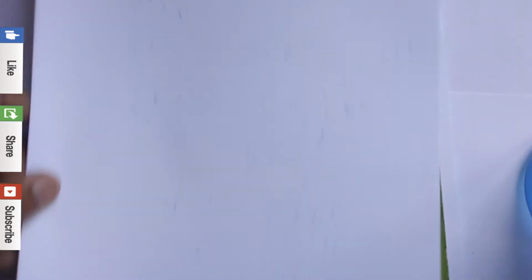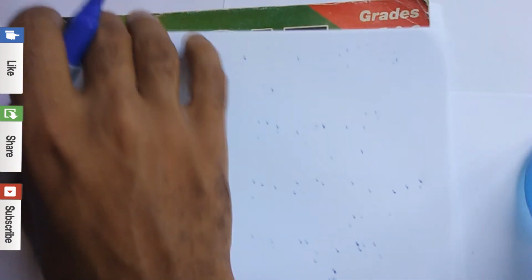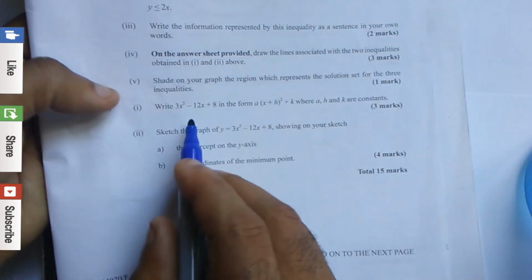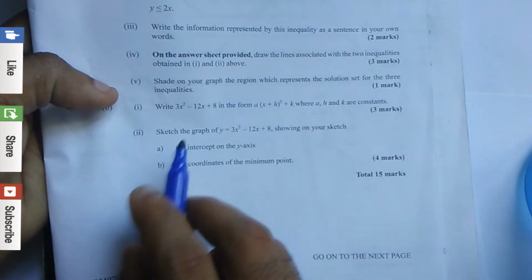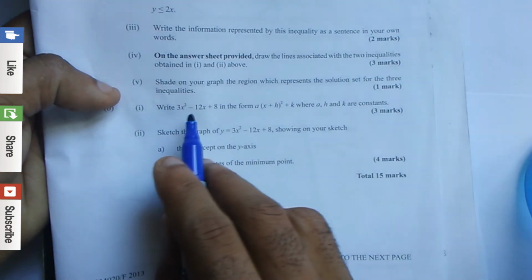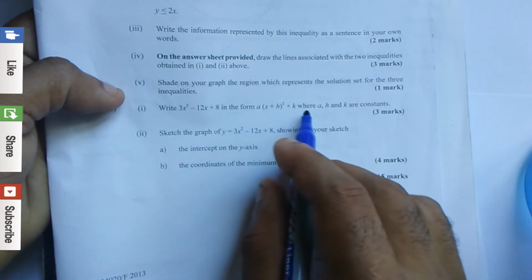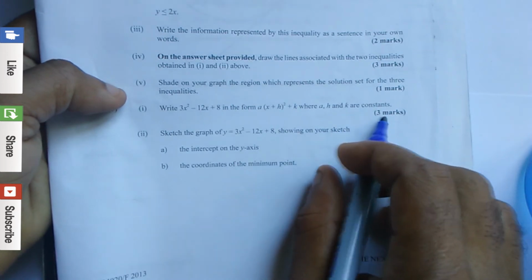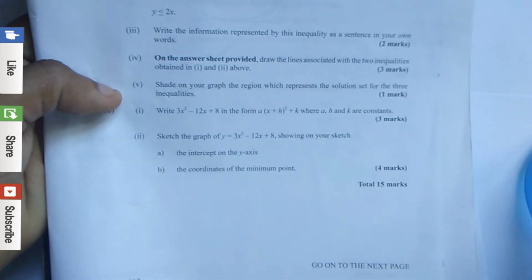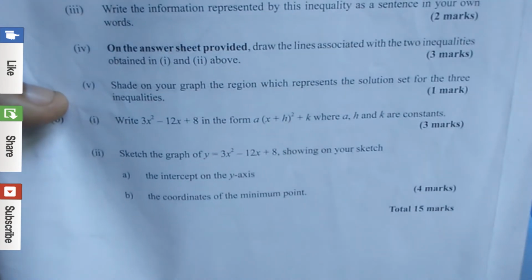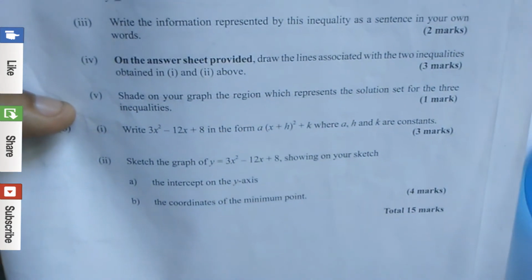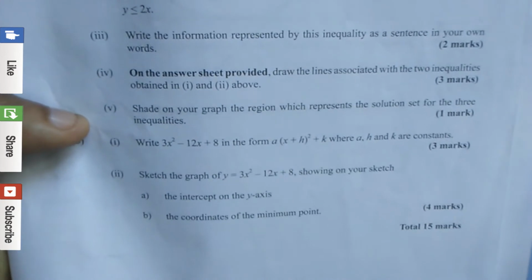I have 2 questions left, so I'm going to be solving these 2 questions. So we have this one right here. For 3 marks, we're supposed to write 3x squared minus 12x plus 8 in the completing the square form, where a, h, and k are constants. So remember, you can pause the video and try the question, then check to see if your answers are correct. So I'm just going to go into the question.